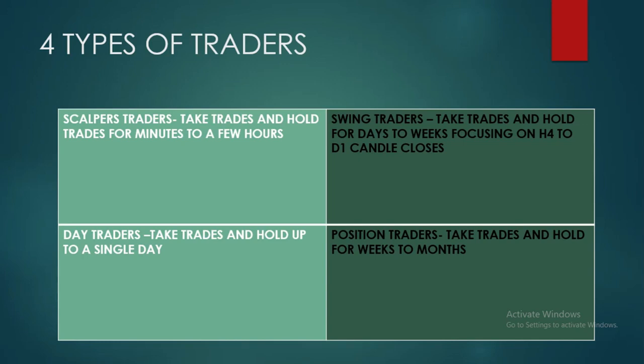Then we have what we call day traders, right? So basically a day trader takes trades and holds up to a single day. They don't exceed 24 hours holding that trade, right? They try to make their money within just a day, right? Within just a day. So mostly they are just working on the 1 hour time frame going downwards. 4-hour time frames and going downwards, right? We explain that when we get to the charts, right?